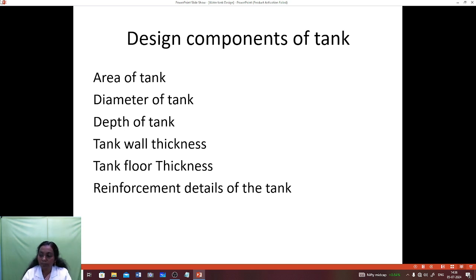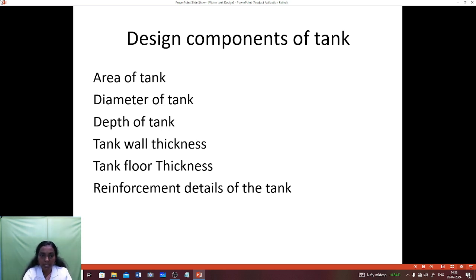The main design components of the water tank are as follows. One is the area of the tank. First, find the area of the tank. The capacity is given in the problem. How to find the area? First, the volume of the water is given, so the volume is multiplied by 10 to the power of 3. The volume is converted into capacity in cubic meters. Then find the area.